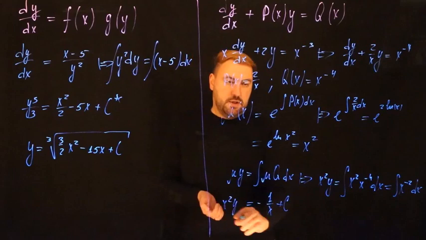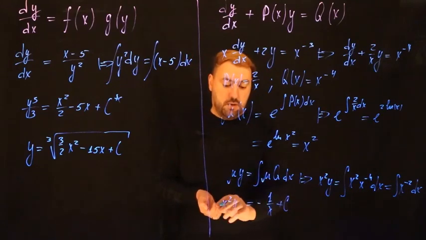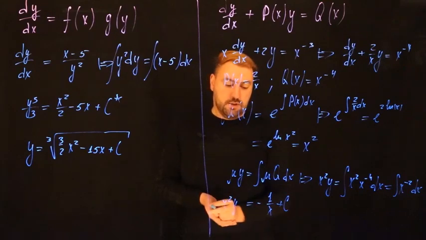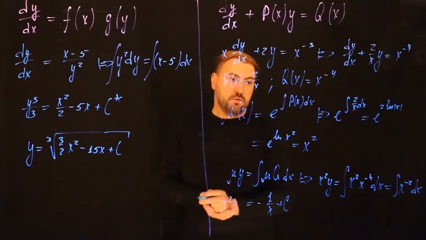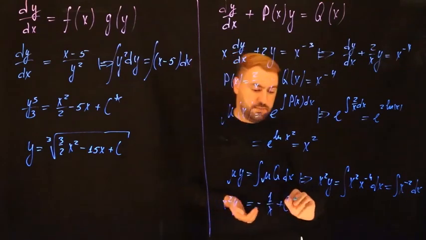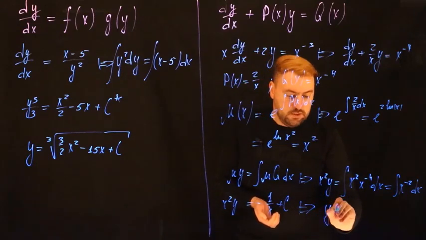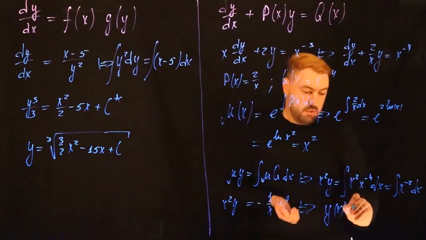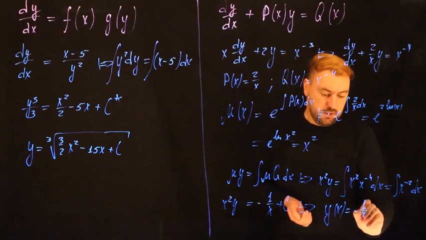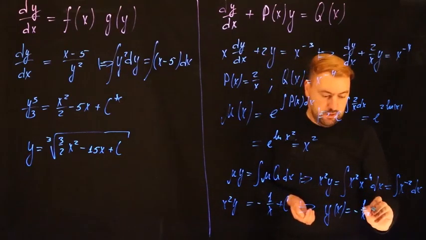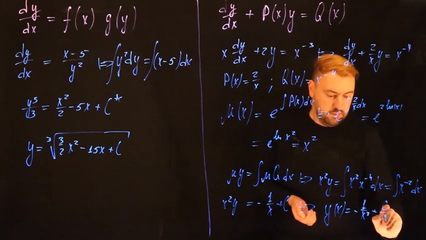This is the implicit solution. We will be able to obtain the explicit solution by isolating y on the left-hand side. We simply need to divide both sides by x squared, which gives us y of x as minus 1 over x cubed, plus c over x squared.